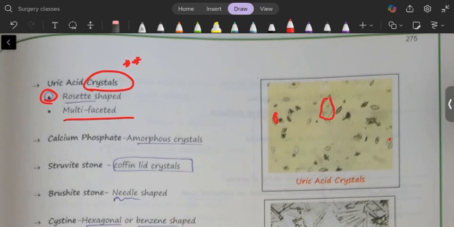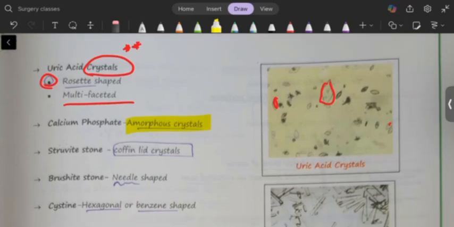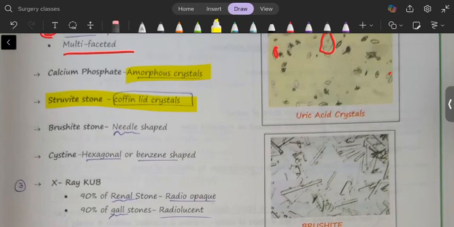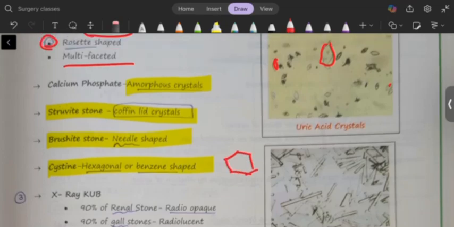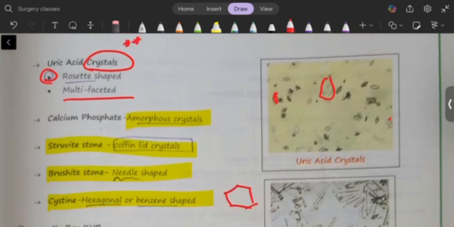Okay, calcium phosphate stones, they will be amorphous crystals, like powder form. Struvite stones are usually coffin lid crystals. And then brushite stones are one separate type, they are needle shaped. Cystine is usually hexagonal or benzene shaped, which we have discussed earlier also. So shapes are important. Okay, so uric acid crystals are rosette shaped.